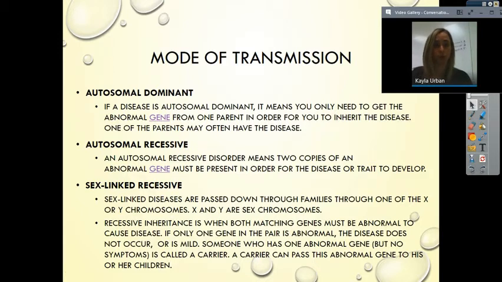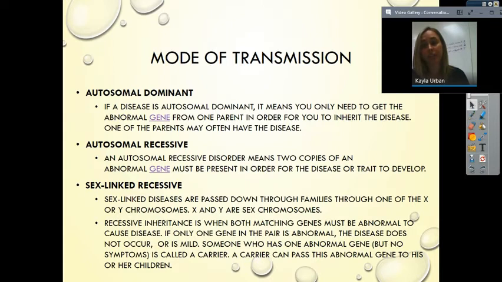So if it's on an autosome, if it's on any of those other chromosomes, 1 through 22, then it's autosomal. If it is dominant, that means the trait is dominant and you only need one abnormal gene to get it. So there are no carriers with autosomal dominant. You either have it or you don't, for both male and female. And you only need to get it from one parent in order to have it. You will see this type of disease showing up in every generation.